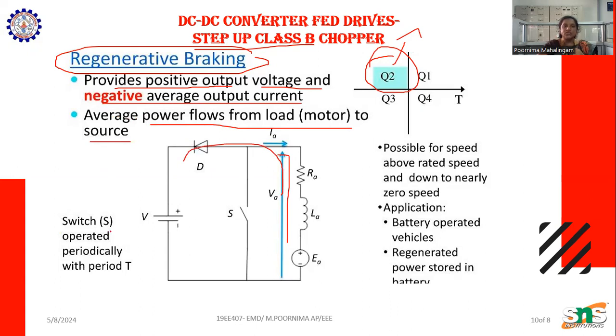Here, the switch S is opened periodically with the time period T. It is possible to operate at speeds above rated speed and down to nearly zero speed. The application is battery operated vehicles, and the regenerated power is stored in the battery. Here the average power flows from load to source.